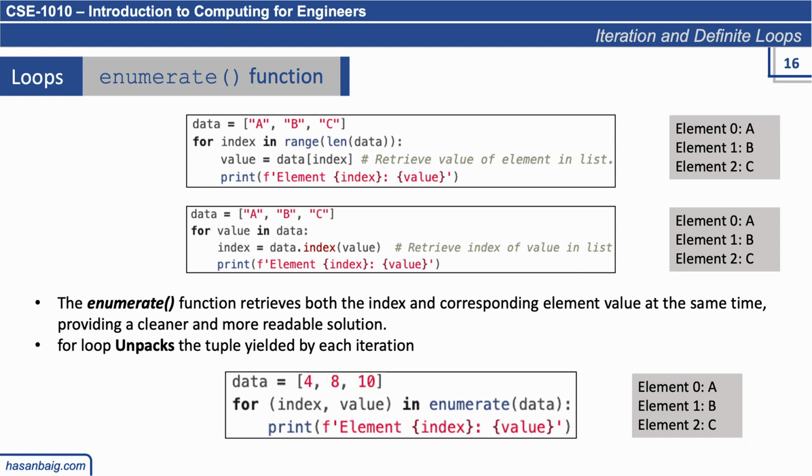It's two different ways of achieving the same task, like accessing the value and accessing the index. Whenever you come across a situation like this, you had better use the enumerate function instead of doing this, because it's more lines of code compared to this one.